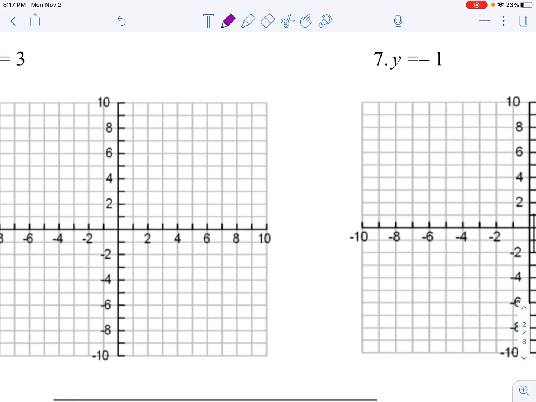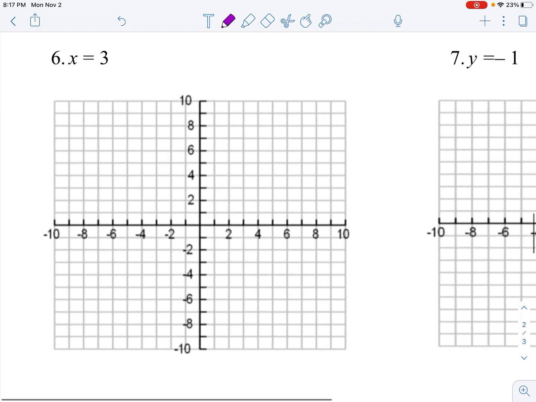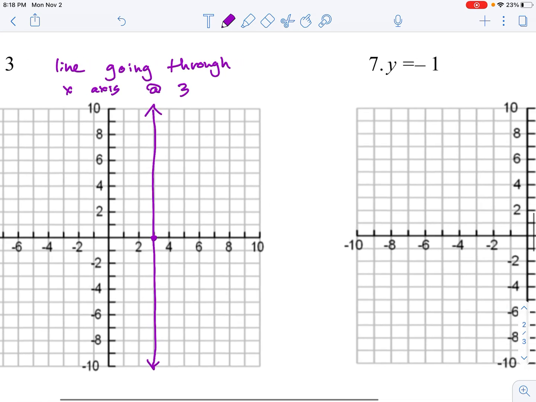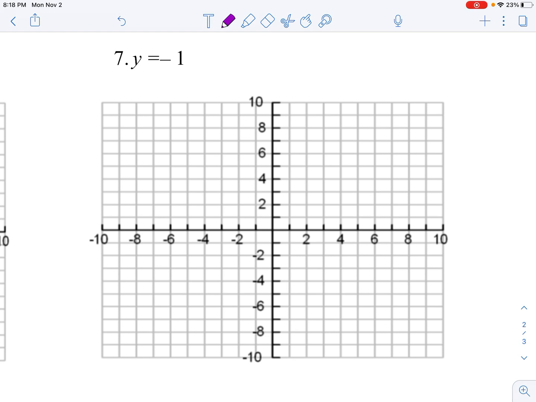Next one, x equals 3. This is a tough one. This one actually isn't in that form. I just wanted to hit on this really quickly. If you have an x equals 3 equation, basically what that means is you have a line going through the x-axis at 3. My line is going to be a perfectly straight up and down line, a vertical line going through 3.